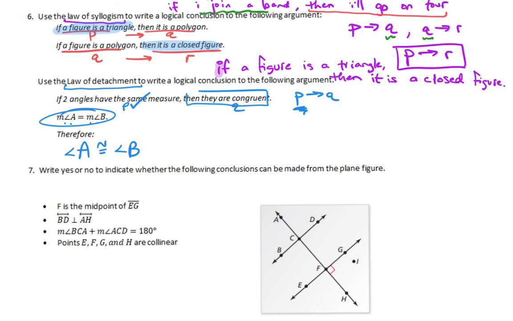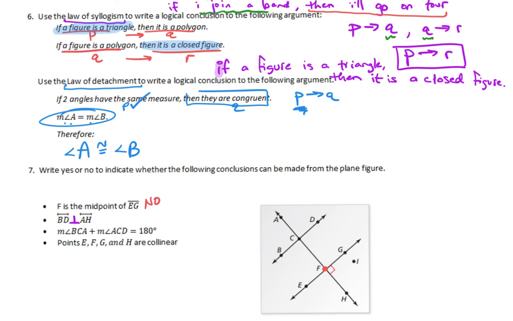And our last one for this part, write yes or no to indicate whether the following conclusions can be made from the figure. This is all about getting catfished. Don't get catfished. F is the midpoint of EG. I would only know that if I saw the tick marks there. I don't see the tick marks. There's nothing to identify if F is actually the midpoint. So I'm going to go with no because I can't say for sure that that's true.